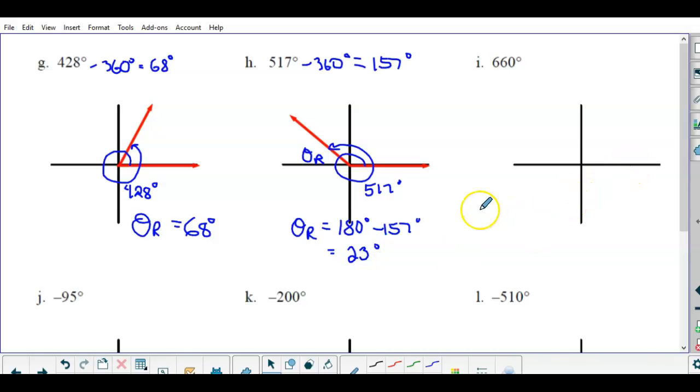Okay, so we're not using a protractor for any of these. This is sketching, so that means we're approximating our terminal arms.